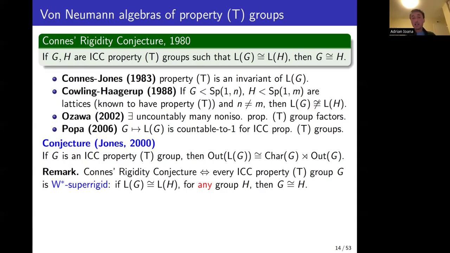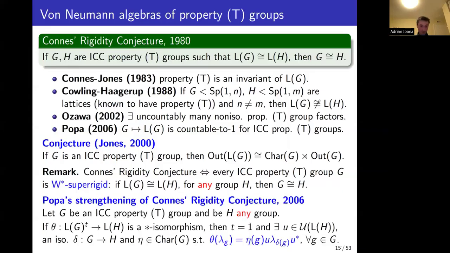And the reason Connes' rigidity conjecture is equivalent to this is because if you have an ICC property T group G and L of G is isomorphic to L of H, then by Connes and Jones's result, H also has property T. So if you have Connes' rigidity conjecture, then G must be isomorphic to H. And I mention this also because in 2006, Popa strengthened Connes' rigidity conjecture in a way that also subsumes Jones' conjecture.